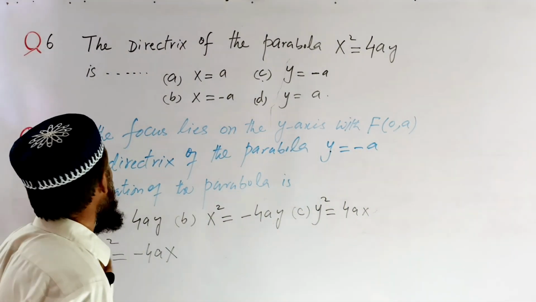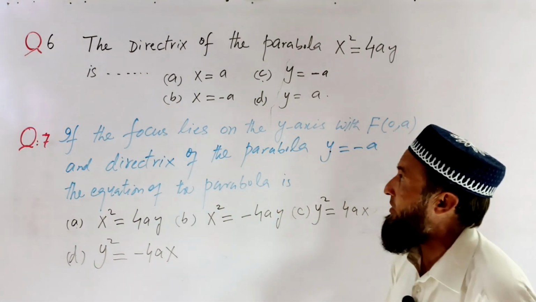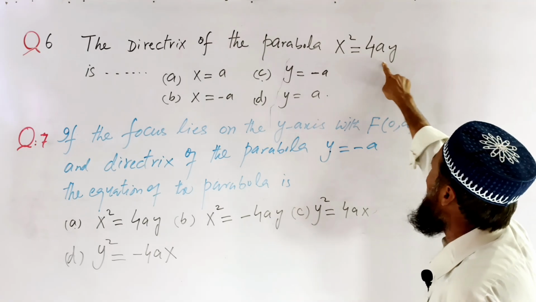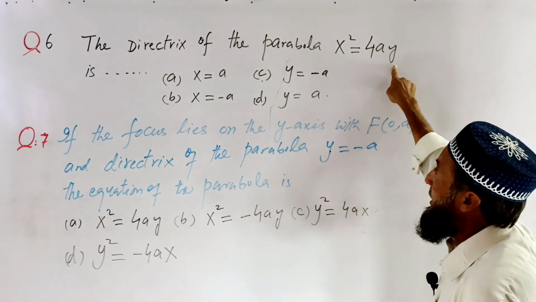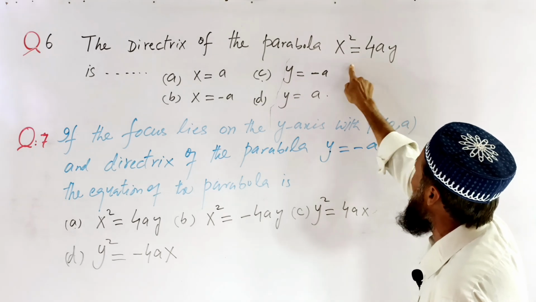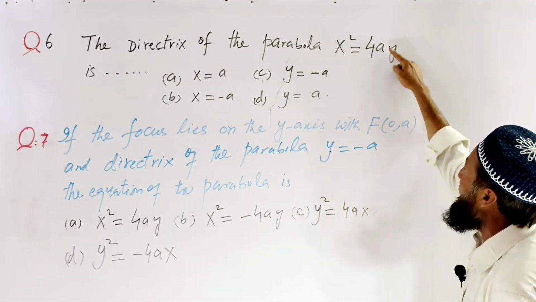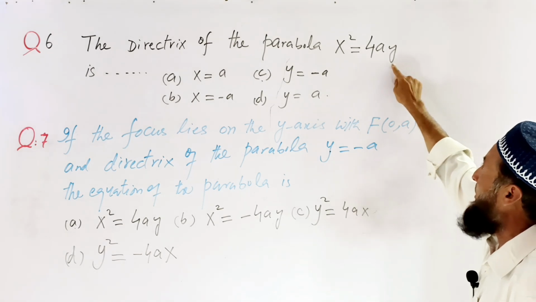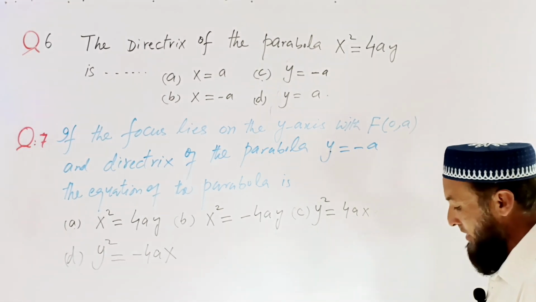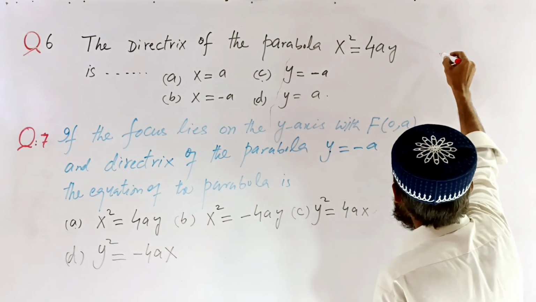We start the MCQs on the topic of parabola. Question number 6: the directrix of the parabola x square equals 4ay. The directrix is required, so the parabola is given. The equation of the parabola is making from the y-axis. From here, we conclude that the parabola is making on the y-axis.